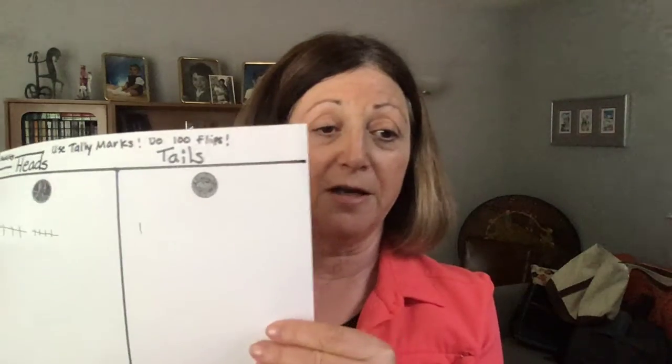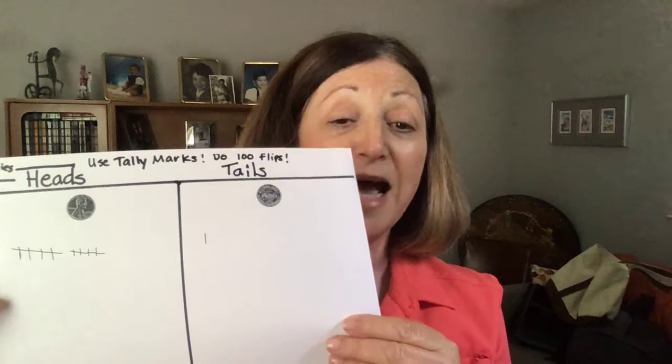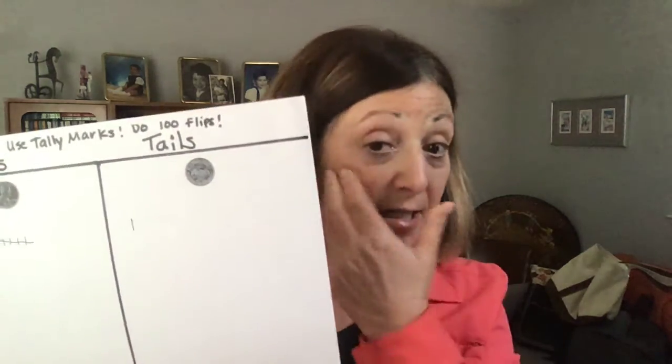But my question is, if you were going to flip a coin 100 times, would it land on the heads more or the tails more? So I challenge you to do it. I started already a tally sheet. I did some flips already. In this case, I got way more heads than tails. I got 10 heads and one tail. I only did it 11 times.